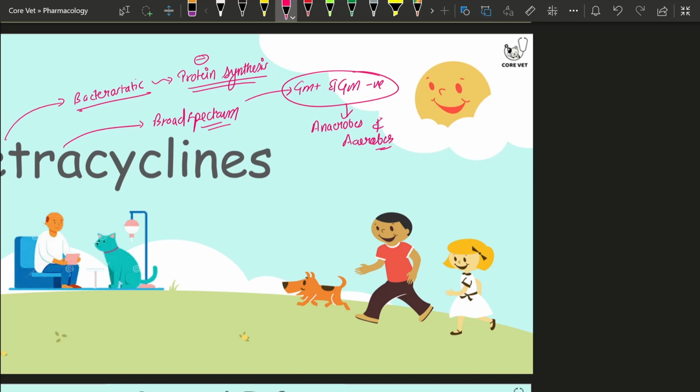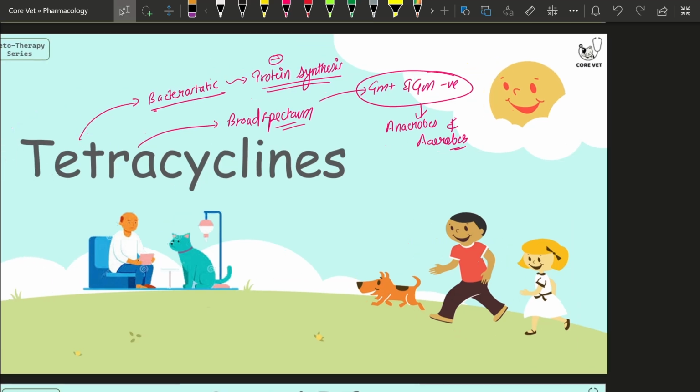Okay, I hope these few points are clear, that they are bacteriostatic. How are they bacteriostatic? As they inhibit protein synthesis, right? I'll discuss that too in the mode of action. Next, they are broad spectrum. They are active against both gram positive bacteria and gram negative bacteria. And they are also active against what? The anaerobes and aerobes. So let's move on with more general information regarding the tetracyclines, right?